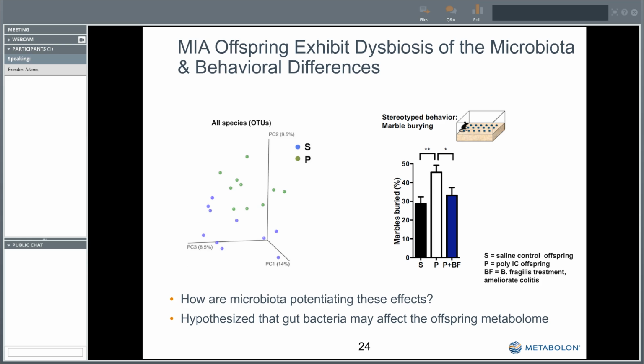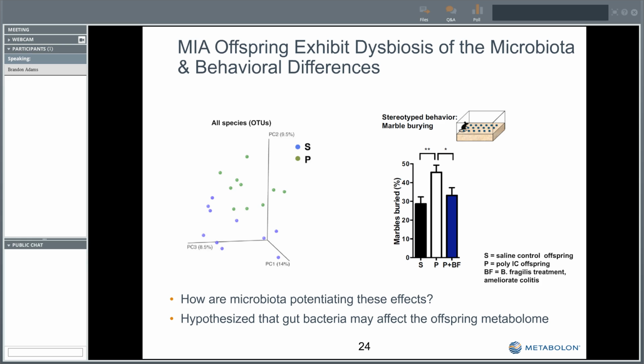The investigator also measured microbiome profiling, and here we are looking at the principal component analysis of the operational taxonomic units. And as you can see, the samples coming from the infected mother are separated from the saline control, suggesting that the two groups indeed have very different microbial composition.